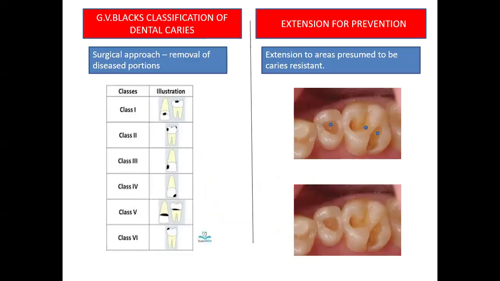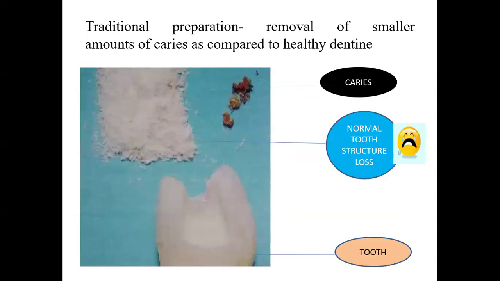So this is the GV Black classification of dental caries. It has a surgical approach which includes the removal of the diseased tooth portion. He classified caries into 6 classes: class 1, 2, 3, 4, 5, and 6. And then there is an approach of extension for prevention, which shows that we have to extend to the areas presumed to be caries resistant. As we can see in this photograph, there is extension of the cavities for the restoration.